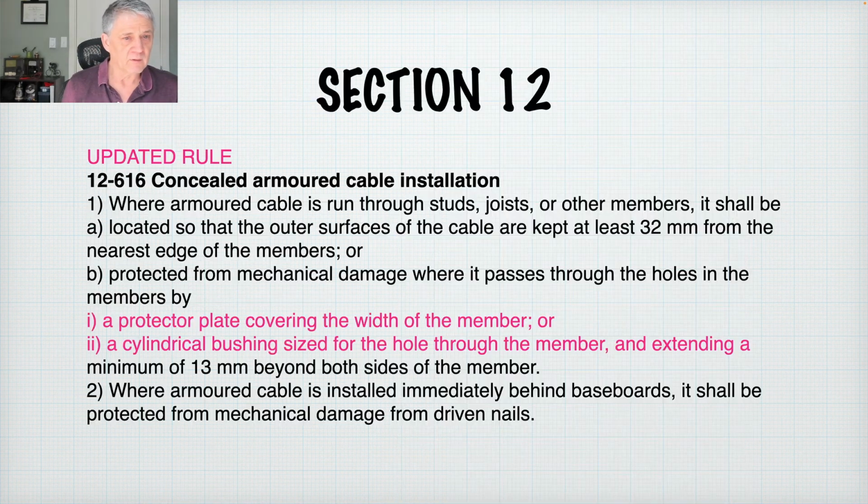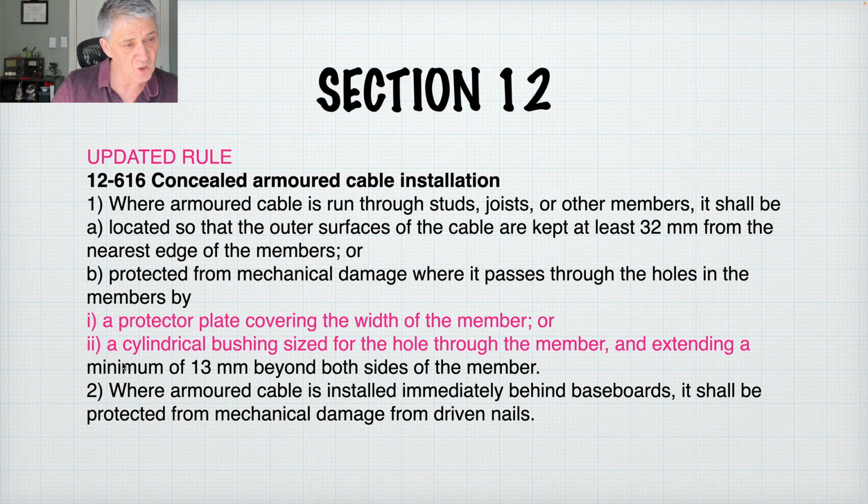Now, they've also gone into where this rule here used to point back to Lumex. Now it actually points back to, they've actually listed in it now for armored cables. So for AC90, let's just see here. The armored cable is run through studs, joists, or other members. It shall be located so the outer surface of the cable are kept 32 millimeters from the nearest edge. So this talks about through, okay? This talks about through only, protected by mechanical damage.